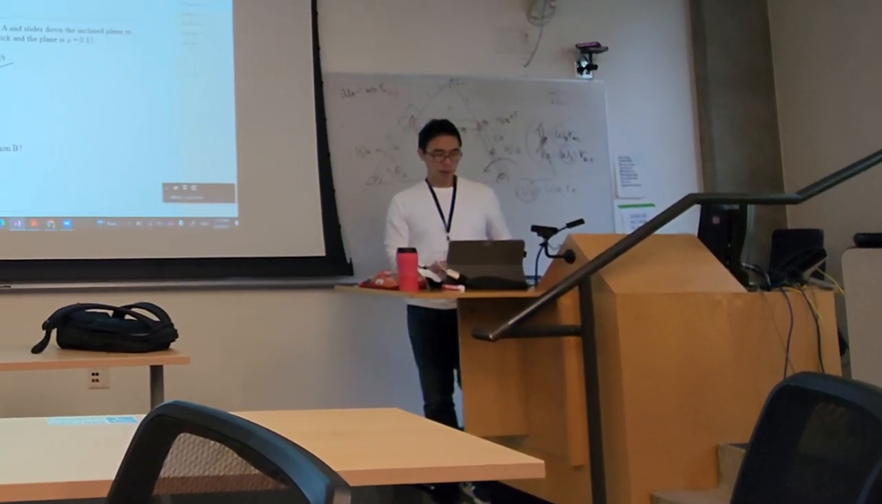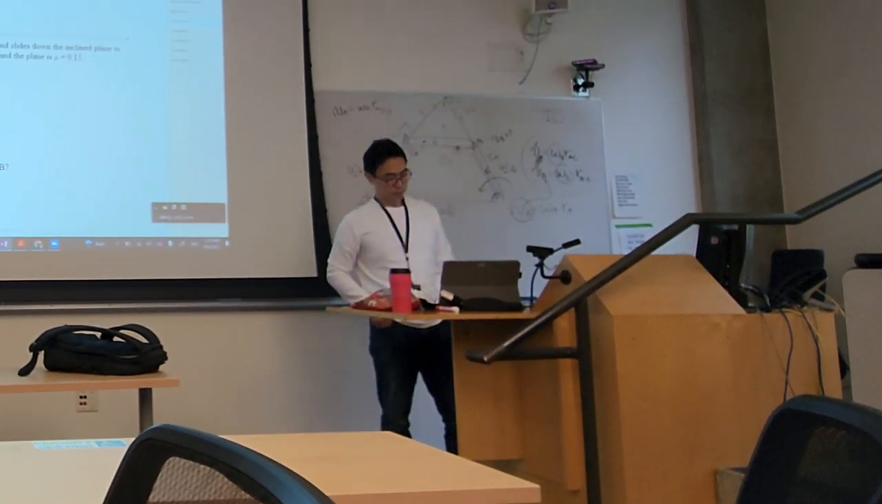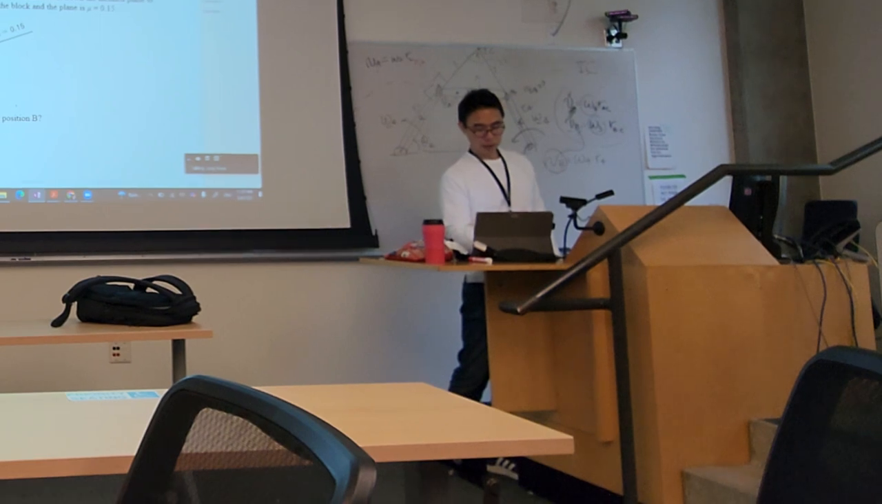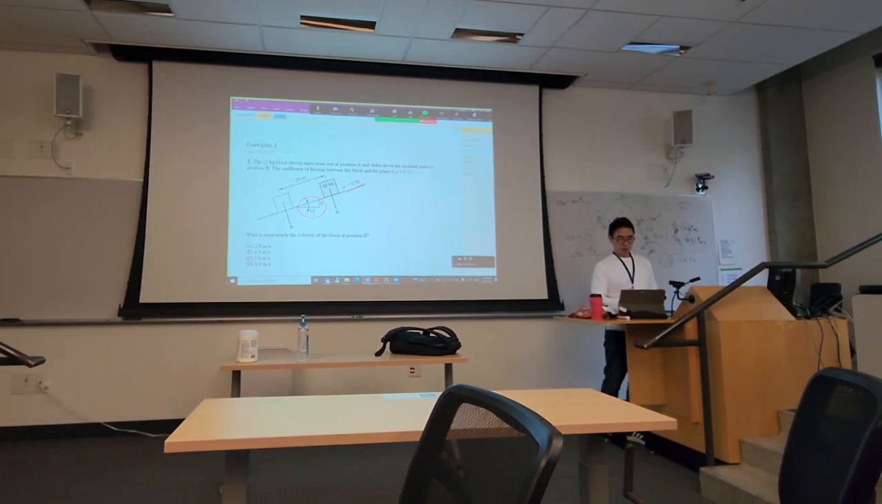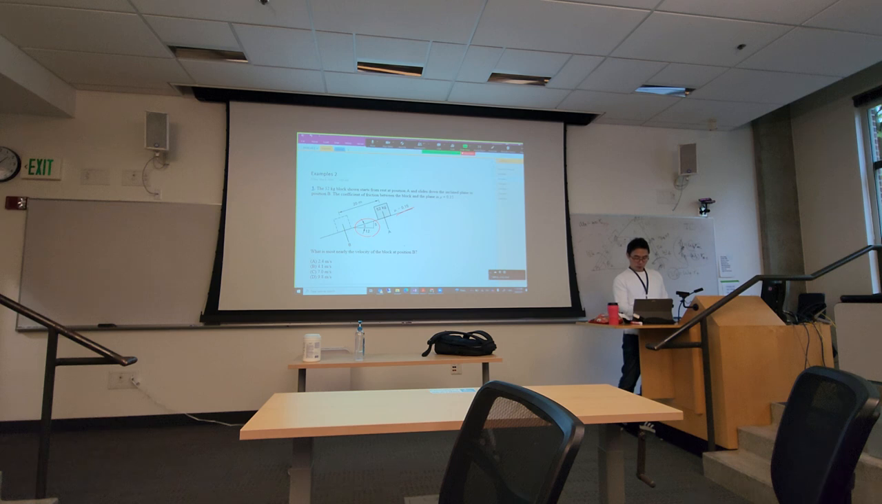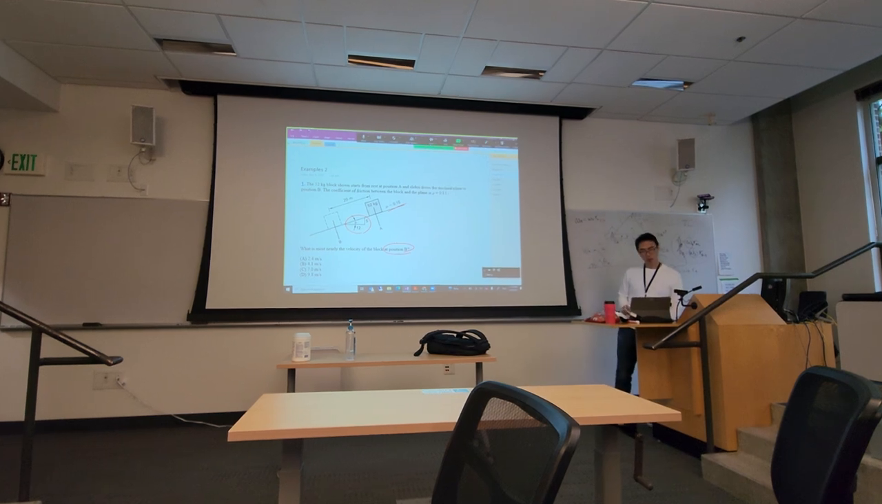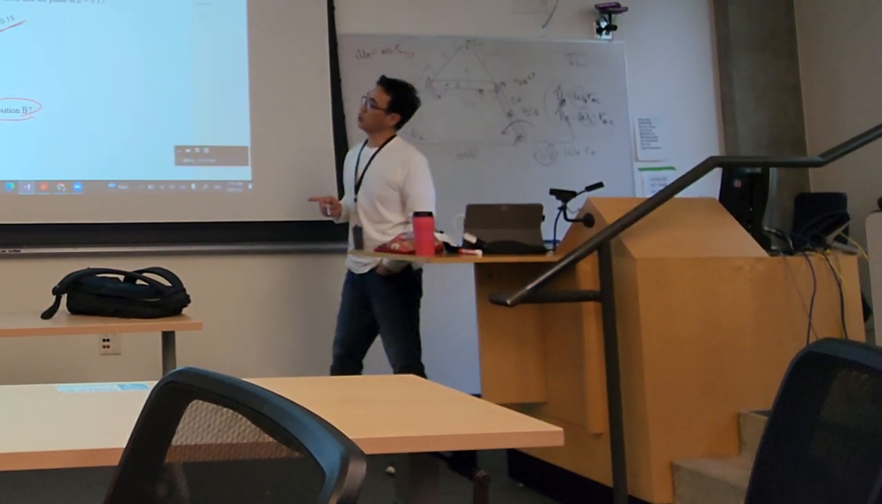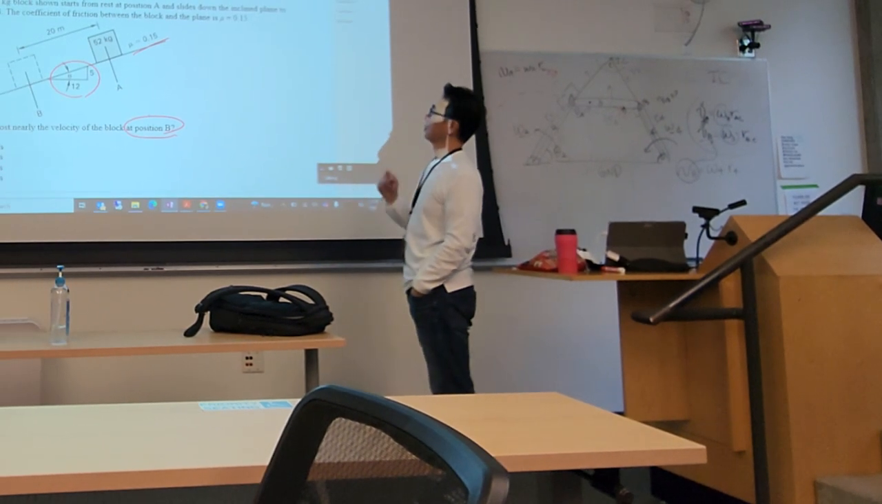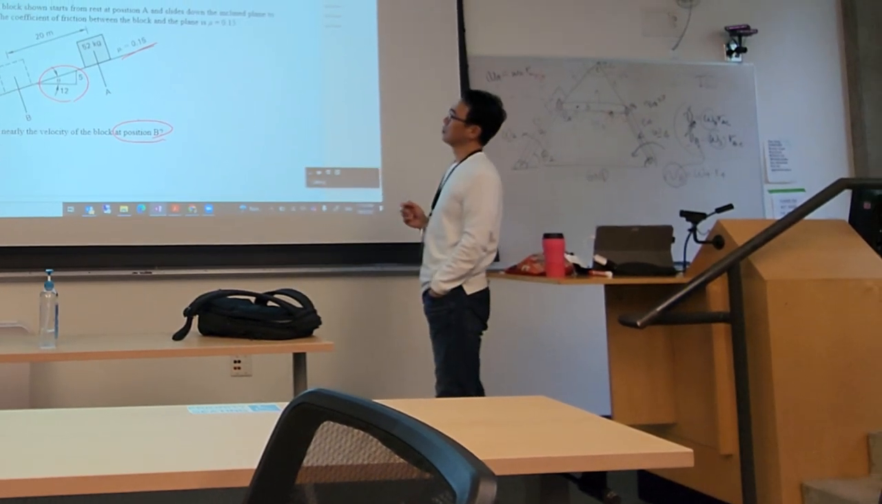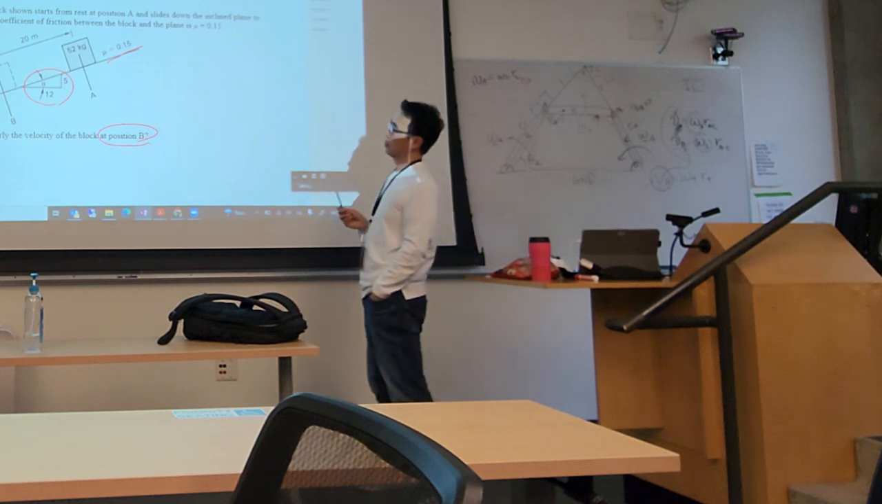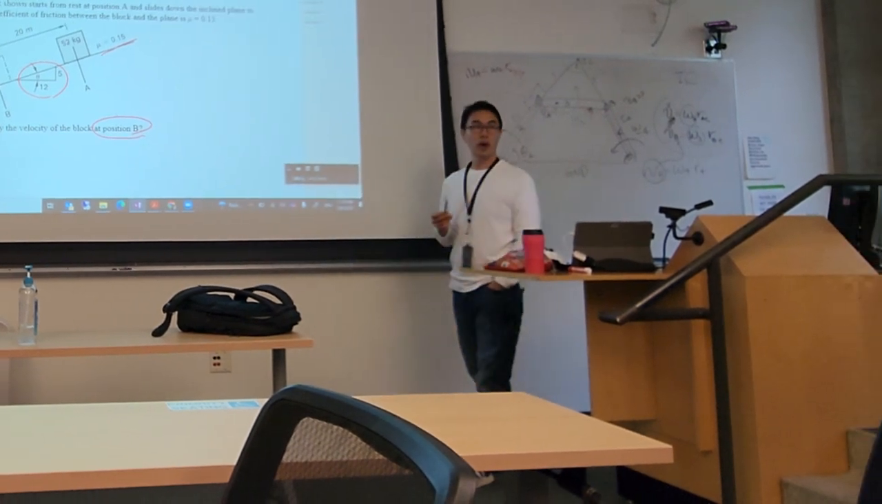There is a block sliding down a slope, and the slope geometry is given like this, and the friction coefficient is given, and then what is asked to find? Oh, here is one. When this one reaches point B, what is the velocity? What kind of problem is it? Is it kinetics or kinematics? Kinetics? Okay, so kinetics. Why is it kinetics?